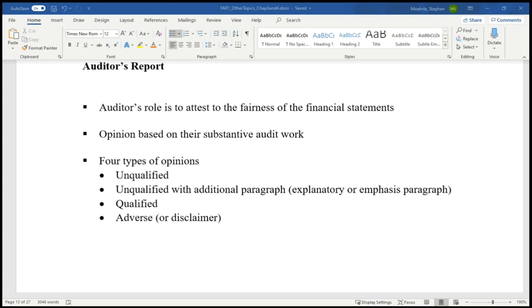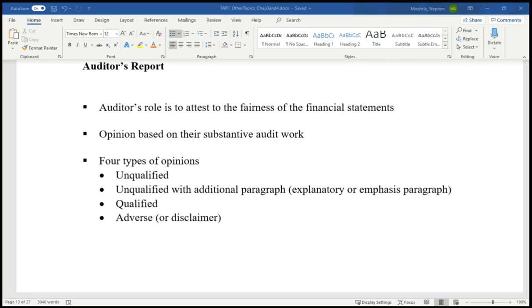Welcome to a video on the auditor's report. This is specifically the report of the independent auditors, the CPAs. The independent auditor's role is to attest to the fairness of the financial statements. Their opinion is based on their substantive audit work.